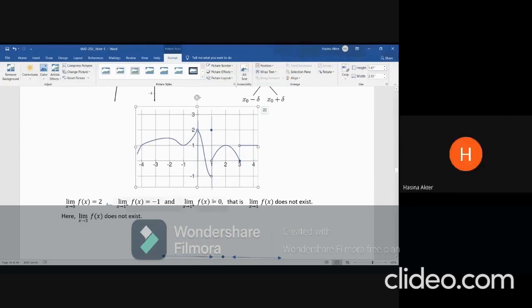Okay then. So at this point, from the left, the y values approach 2. From the right also, the y values approach 2. So the limit exists. The limit does not exist in this position. That means for the limit as x approaches 3, y doesn't have a fixed, unique approximation. So the limit doesn't exist, because from the left and from the right we have different approximations.